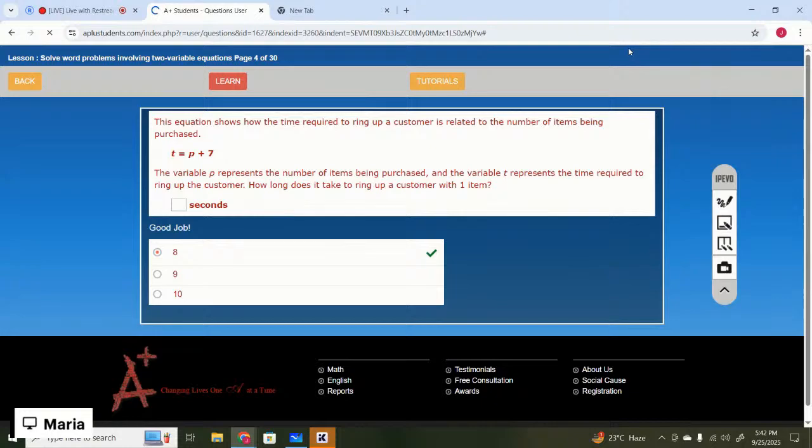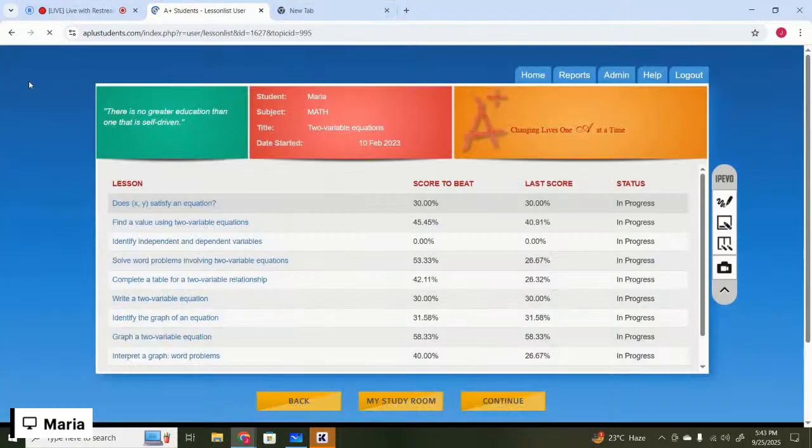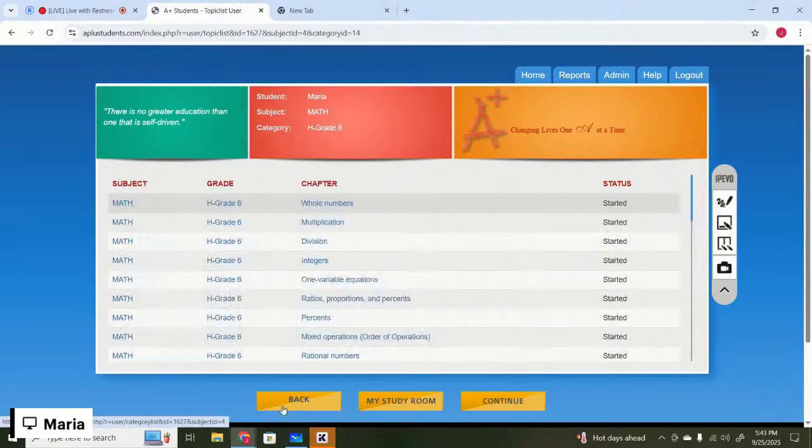Okay, you can complete the lesson by yourself later today. So we were working on grade 6 math. The chapter we were working on is two variable equations. The lessons we have covered today are: does xy satisfy an equation, find a value using two variable equations, and solve word problems involving two variable equations. So please make sure before the next session you complete all the practice questions for the lessons we just did. That is your homework until next session.